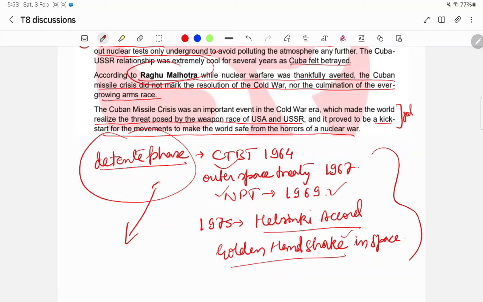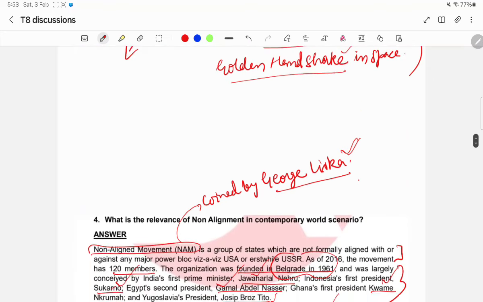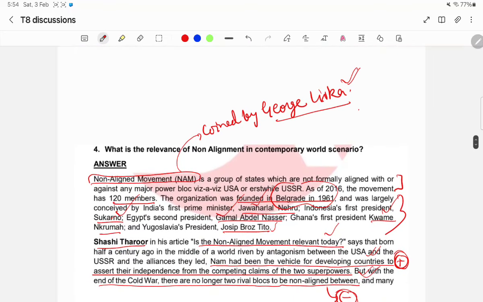enrich your knowledge. Okay. So Cuban Missile Crisis was an important event in Cold War, which made the world realize the threat posed by the weapon race of the Americans and the Soviets, and it proved to be a kickstart for the movement to make the world safe from horrors of a nuclear war. So this is a good conclusion. So let's move on to the next question, which is about non-alignment.